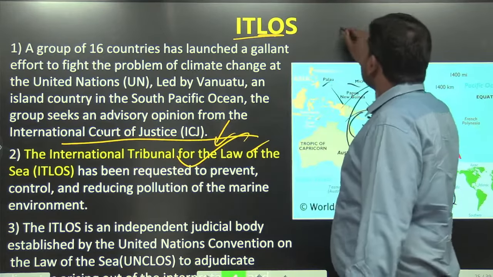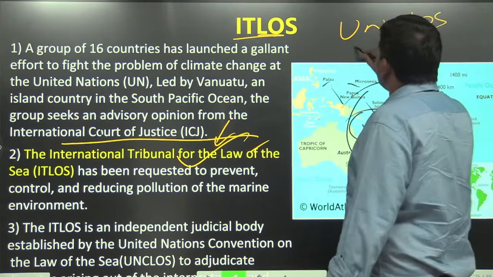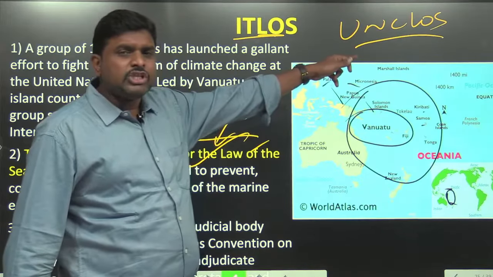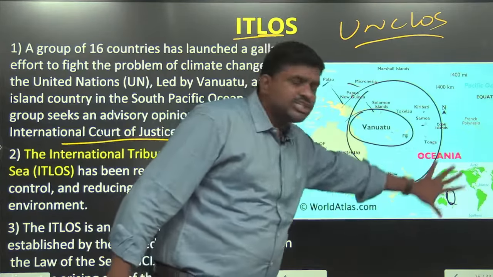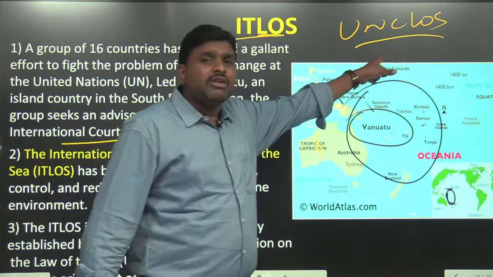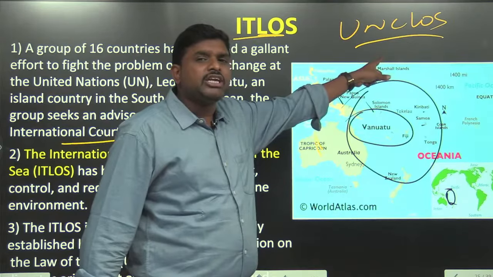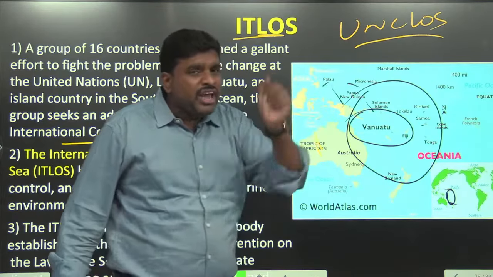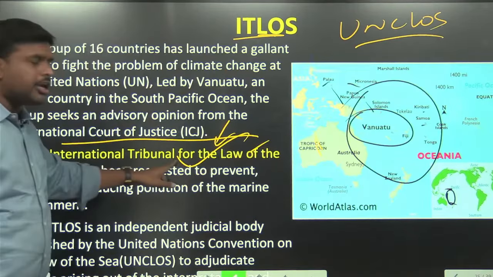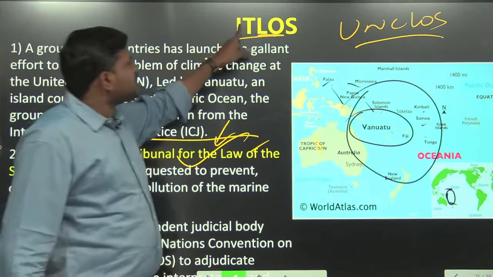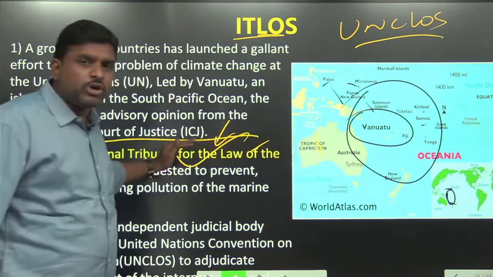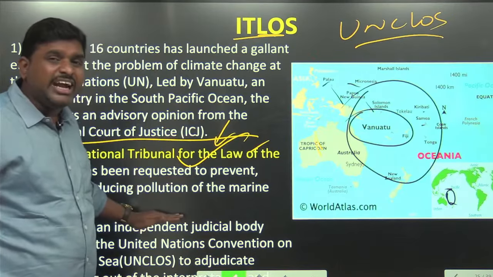If you remember, there is something called UNCLOS, the United Nations Convention on the Law of the Sea. It means that for any international issue on the high seas, any complaint or any problem, they will follow the convention made by the United Nations Convention on the Law of the Sea. If anyone is violating it, where will the case go? To the International Tribunal for the Law of the Sea. So now the case from Vanuatu's request to the International Court of Justice has been sent to ITLOS.